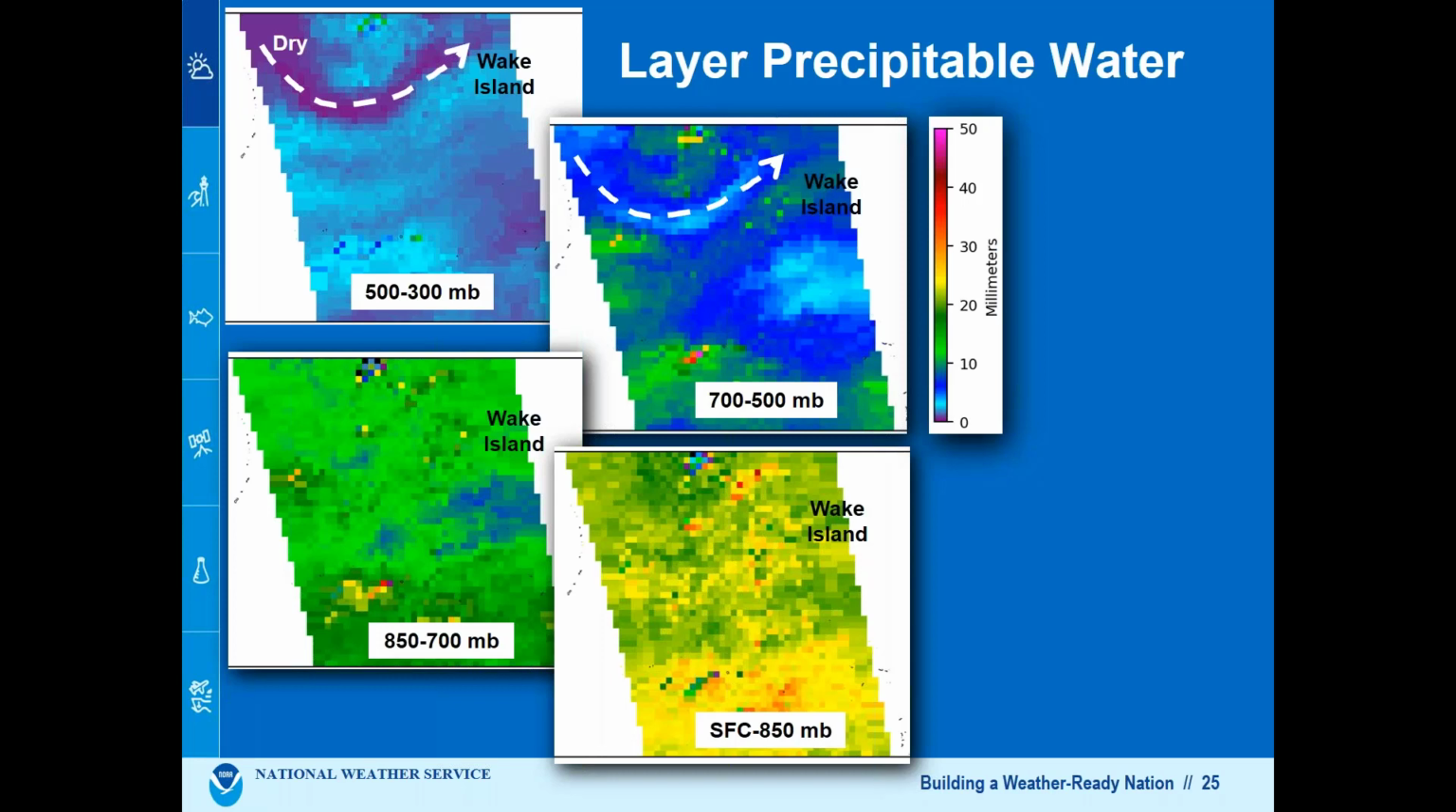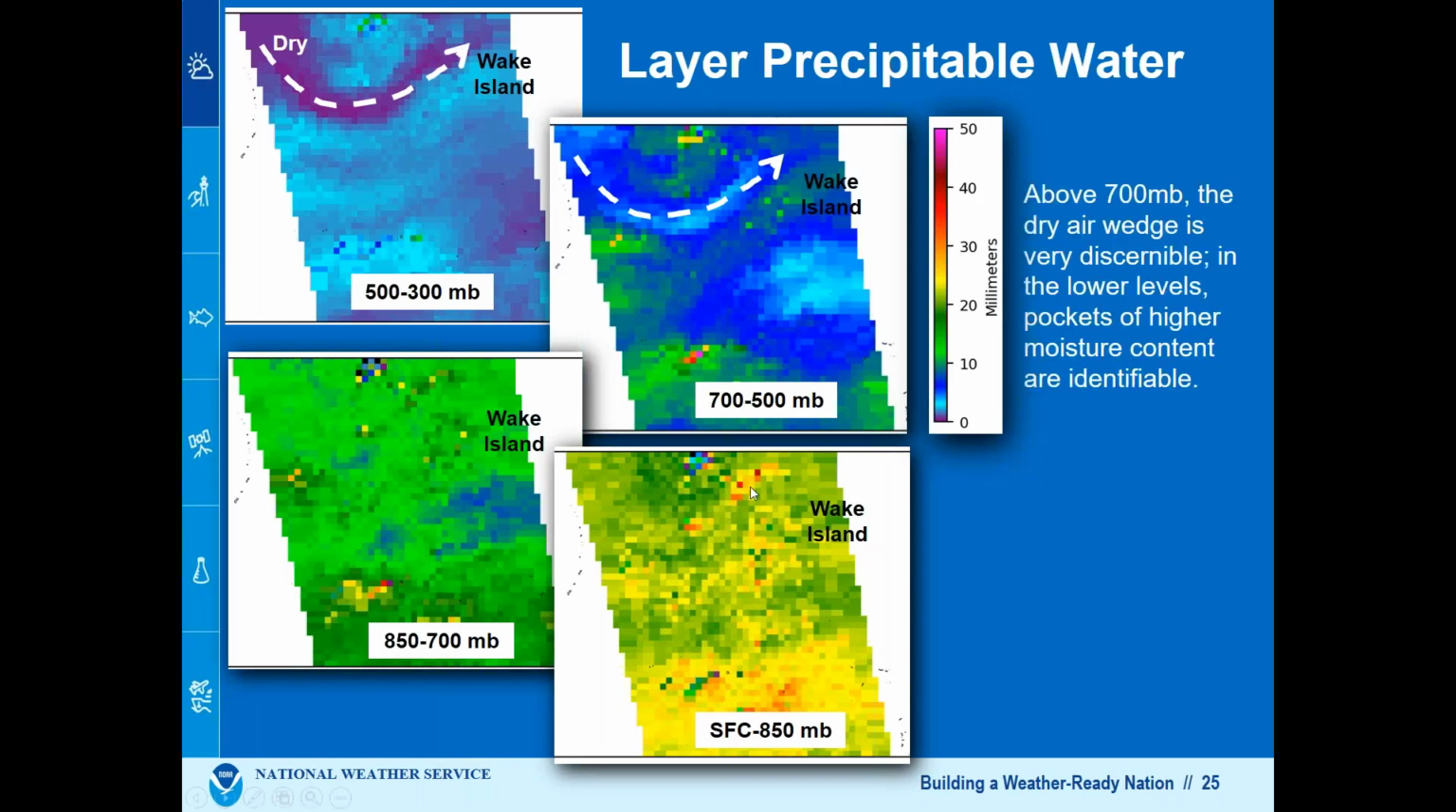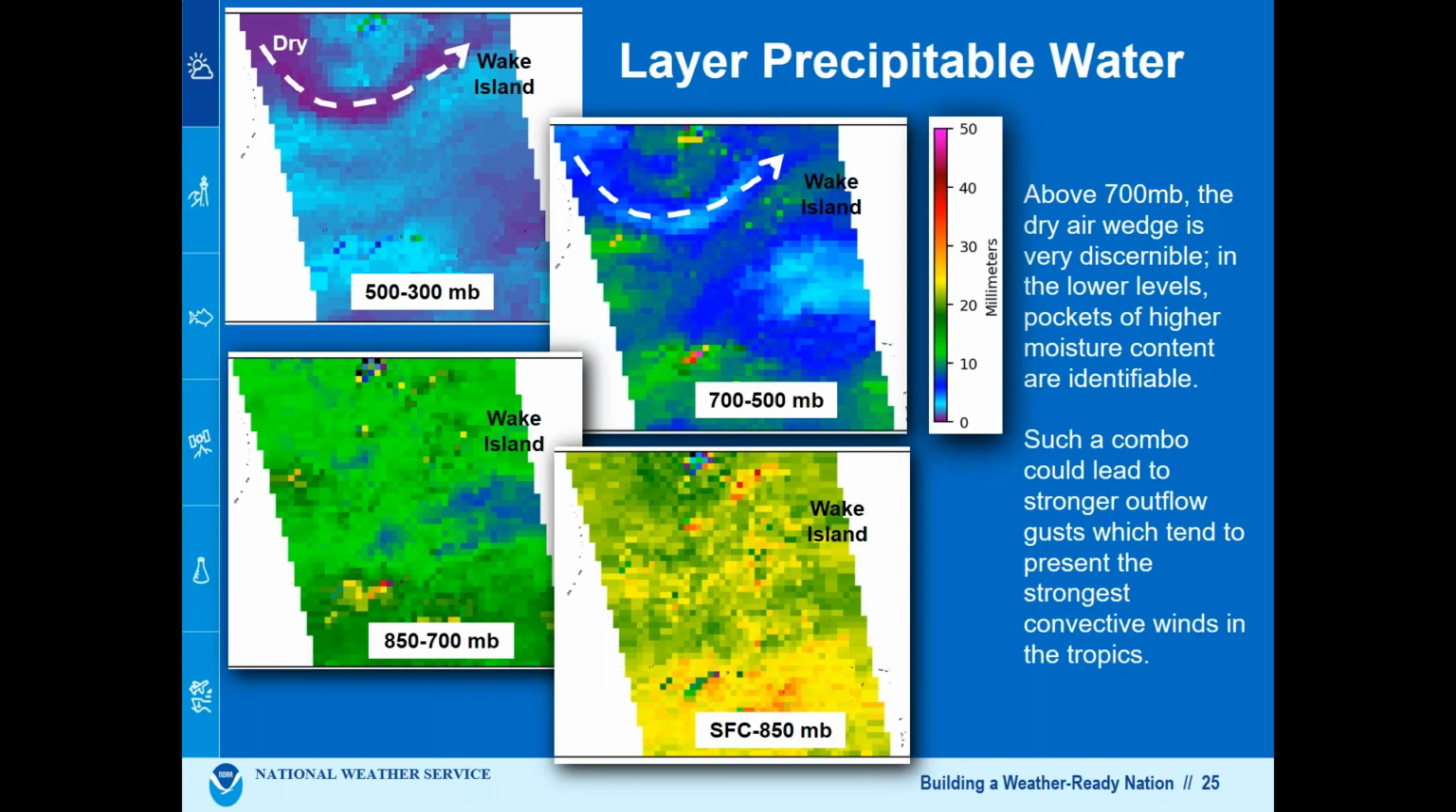But once we get below 700 millibars, it's largely obscured by just the typical low-level tropical moisture. But we do see that pickup in moisture to the west and northwest of Wake Island. So again, you see the evidence of that deep upper level feature all the way down to the 700 millibars. Not so much change in the lower levels.